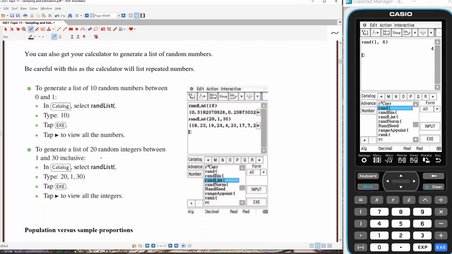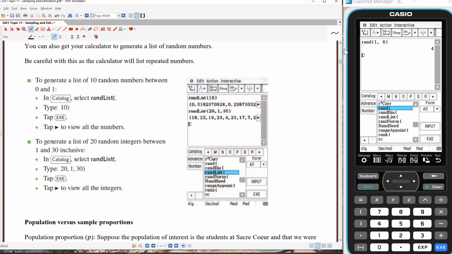The calc will also generate a random list of numbers, so you can just use randList. The way randList works is it looks for, I think, 3 arguments. The first argument is the number of random numbers, for example 5 random numbers, and the last 2 are what it wants it between, so 1 and 6. So this will generate 5 numbers between 1 and 6, or simulate 5 rolls of the dice, and there they are.